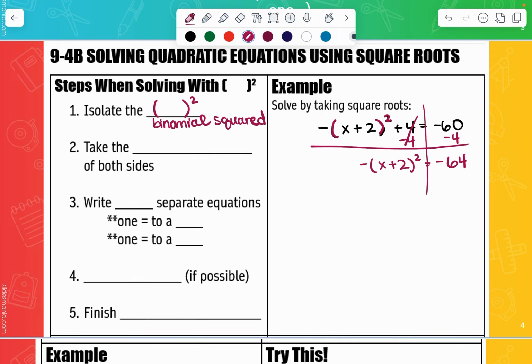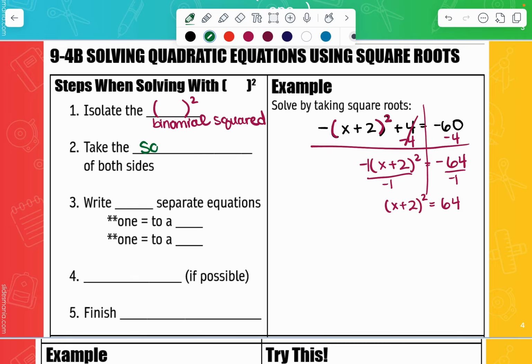Now the number in front of the parentheses is -1. So we can now divide both sides by -1 in order to leave us with just (x plus 2) squared equals a positive 64. As a reminder, if you need to pause this video at any point in time, you can. Now we have that binomial isolated. It's all by itself. There's nothing outside of those parentheses.